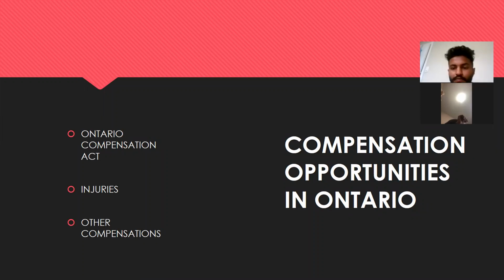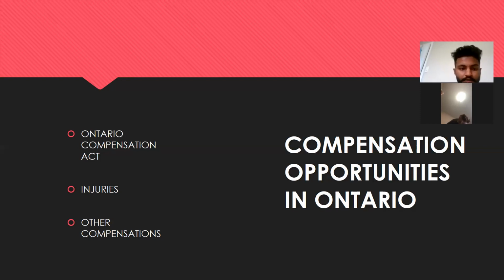In compensation opportunities in Ontario, there is the Ontario compensation act, and the second one is injuries, where I want to discuss the insured injuries. If the accident arises out of the worker's employment, it is presumed to have occurred in the course of the employment unless the contrary is shown. However, a worker is not entitled to benefits if the accident occurs while the worker is employed outside of Ontario. And under the insurance plan, a worker is entitled to benefits.